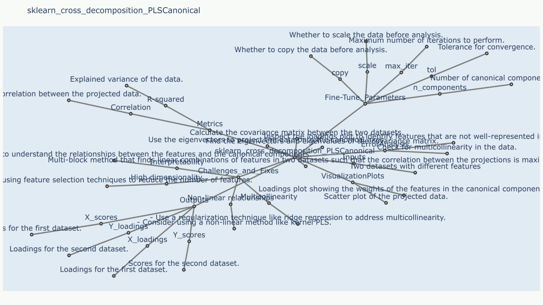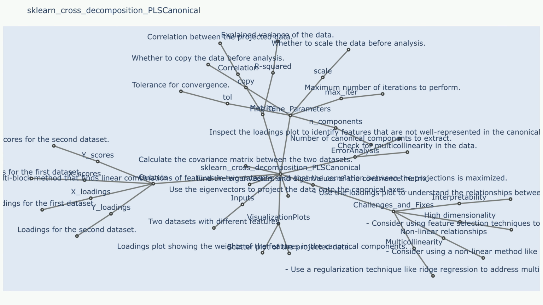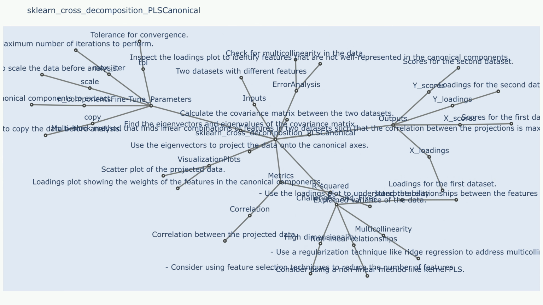sklearn.cross_decomposition.PLSCanonical. Description: PLSCanonical is a method for canonical correlation analysis, which seeks to find linear combinations of two sets of variables that are maximally correlated. It is a supervised learning technique that can be used for dimensionality reduction, feature selection, and prediction.